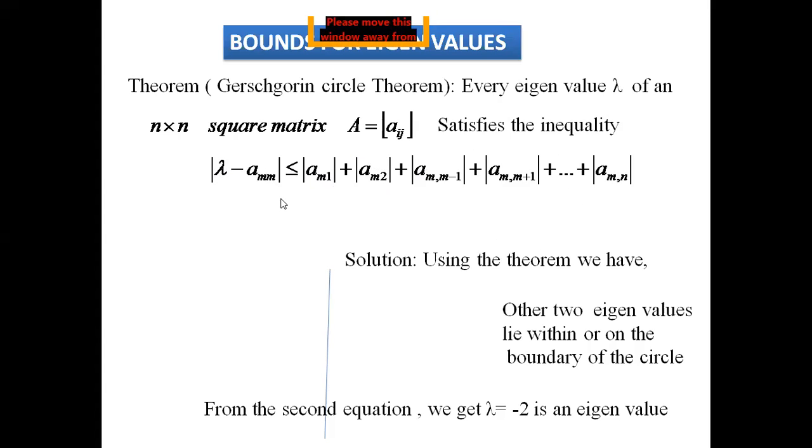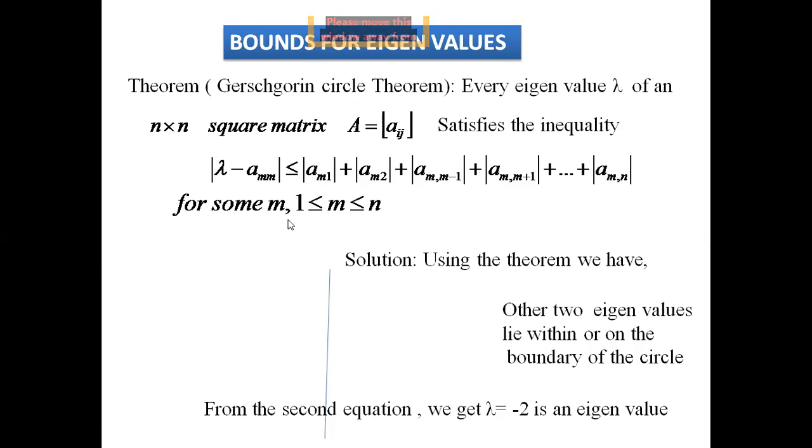That's what the theorem states. But here, lambda minus a_mm always represents a circle with a_mm as the center and this sum as the radius. So for that reason it's called the circle theorem. Lambda minus a_mm is within a circle with center a_mm, less than or equal to this sum, meaning this sum is the radius of the circle. Inside the radius this eigenvalue lies. That is called the Gershgorin circle theorem.